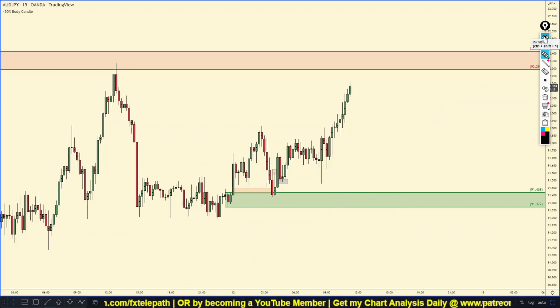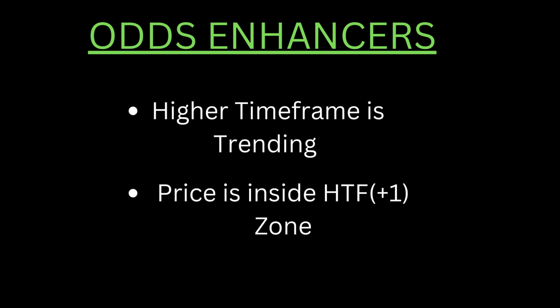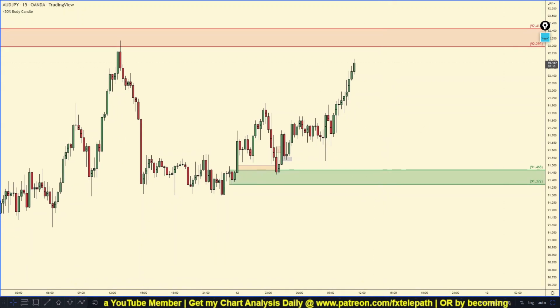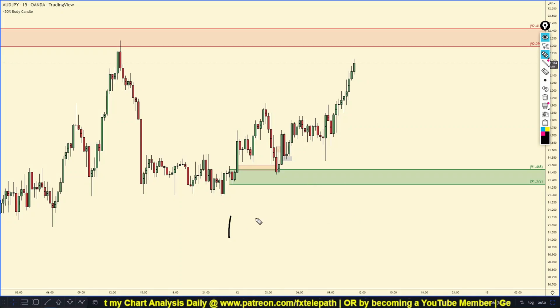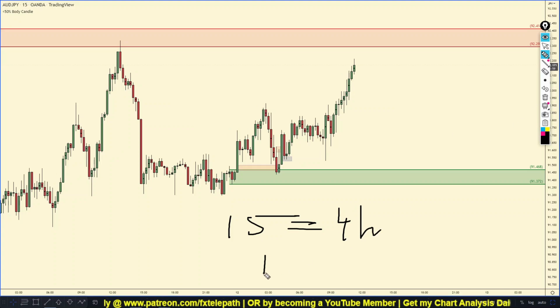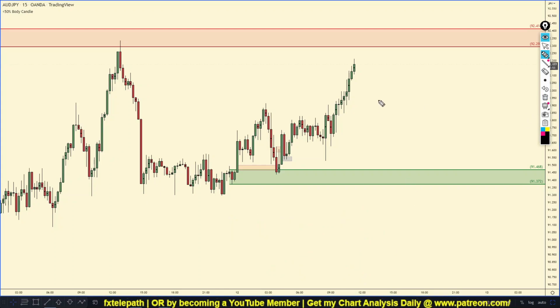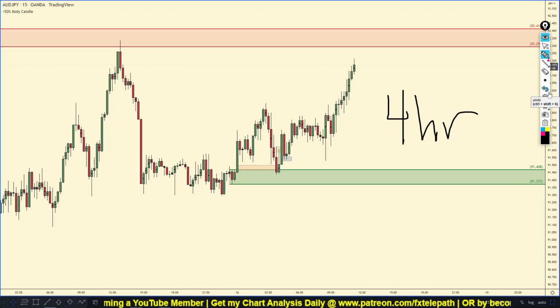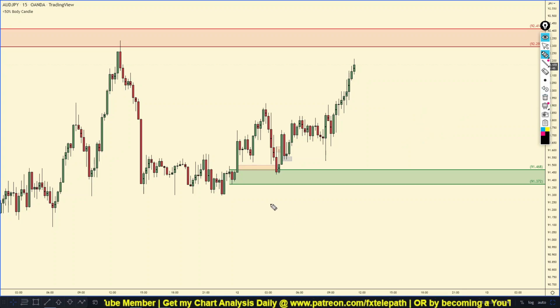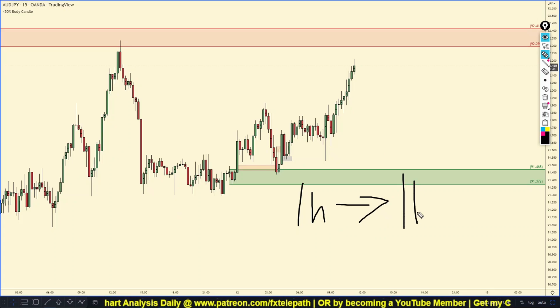Now, the second odds enhancer for this type of setup is when price is inside a higher time frame plus one zone. So in this example, for the 15-minute chart as your higher time frame, the higher time frame for the 50-minute chart equals the 4-hour chart. So that is what your higher time frame, I know my drawing isn't great, plus 1 is. So for a 50-minute chart, your higher time frame plus 1 would be the 4-hour chart. And then for your 5-minute entries, where the 1 hour is your higher time frame, the higher time frame plus 1 would be the daily chart.